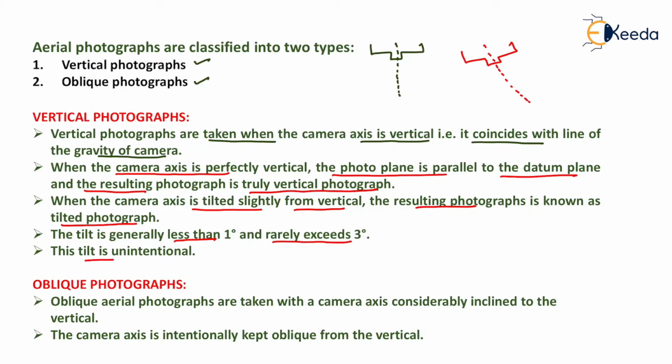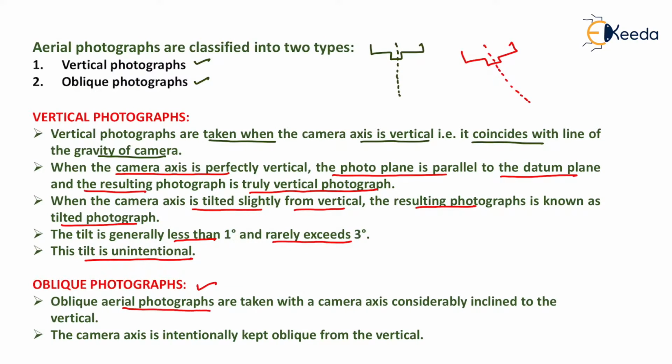This tilt is unintentional. If the tilt is less than 1 degree or up to 3 degrees, this tilt is unintentional and we can say that this photograph is vertical photograph because the tilt is unintentional. Now moving to the next photograph, that is oblique photograph.